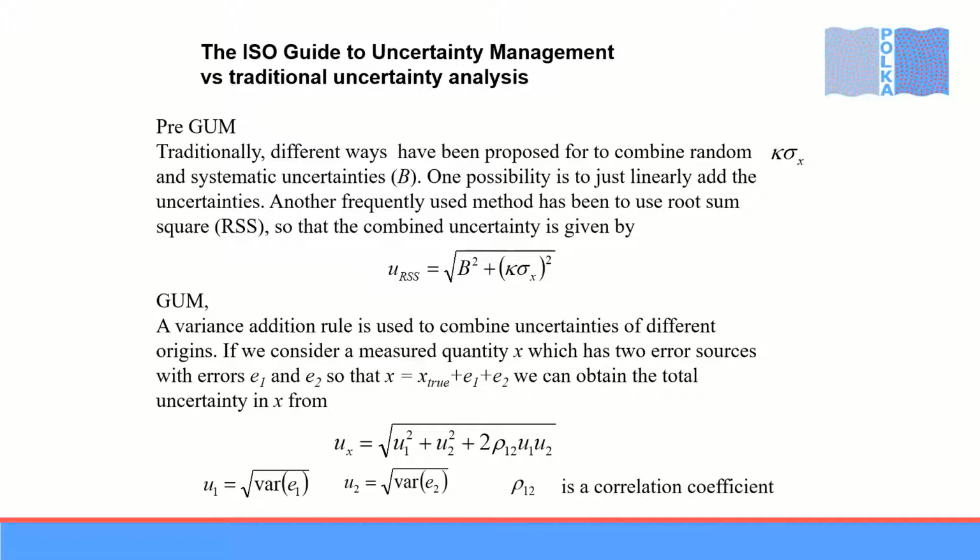And you do something a bit similar in the guide. So we have these two errors, E1 and E2. And then the uncertainty is determined as the square root of uncertainty 1 squared, uncertainty 2 squared, plus 2 times U1, U2 times a correlation coefficient. So these errors can be correlated. If they are uncorrelated, we are basically back to the same expression as above.